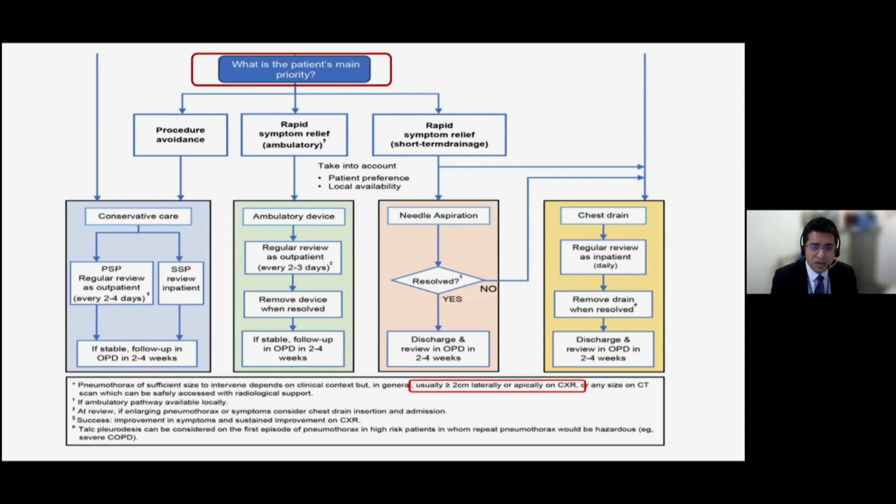If the patient wants rapid symptom relief but doesn't want to come into hospital, you can use an ambulatory device with a Heimlich valve like the pleural vent. But if they're not keen on taking a device home, you can do needle aspiration. And if that fails, there's always the option of chest drain.